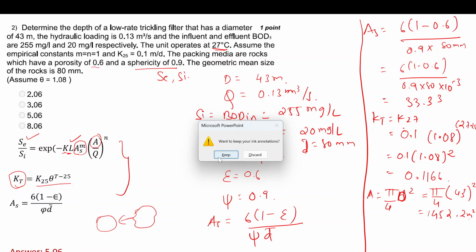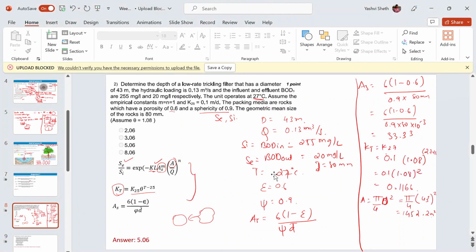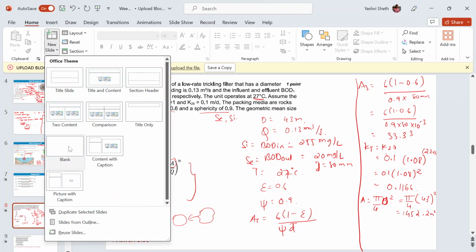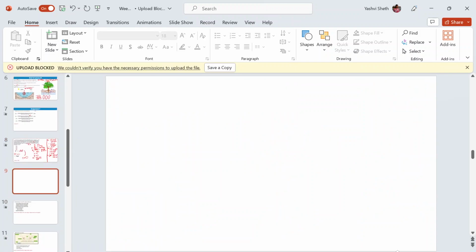Are you getting this? Yes. Okay. So further step is to put up all the values, which is nothing but SC by SI equals to exponential minus KL AS power m, where m is 1, A by Q power n, where n is 1. Okay. I guess the formula is correct.